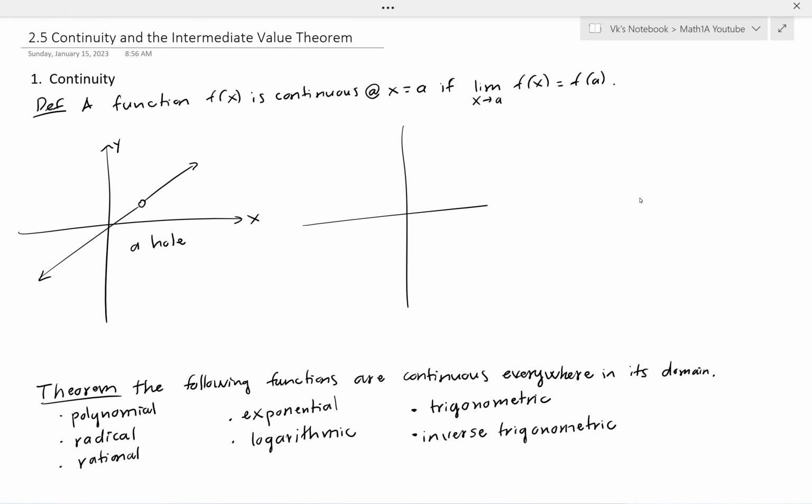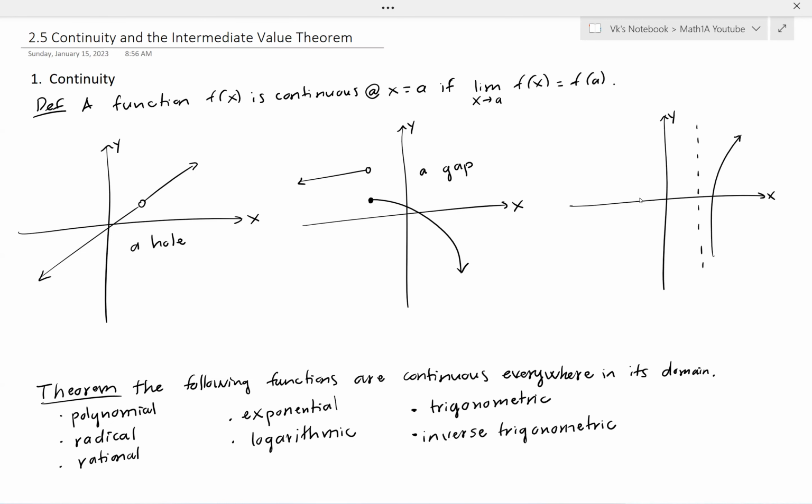Second case is something like this. A gap. And then the next case is, you guys can guess it. A vertical asymptote.